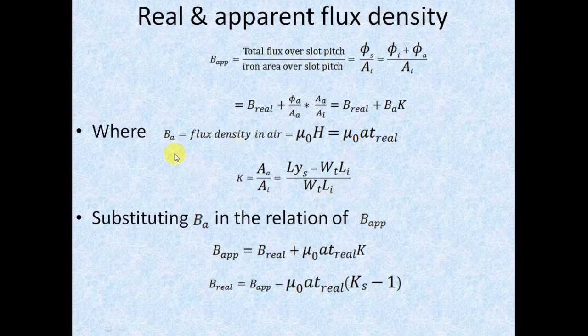We have already obtained the relation for B A. So in this relation, B apparent is equal to B real plus B A into k. Instead of B A, if you make this substitution, the relation becomes: B apparent is equal to B real plus mu 0 a t real into k. From this, the term B real can be written as B apparent minus mu 0 a t real into k. Instead of k, you can substitute Ks minus 1.